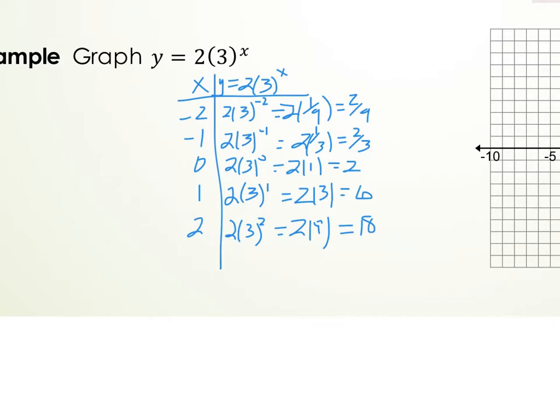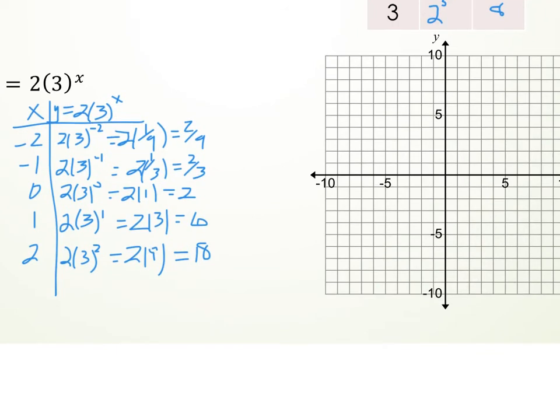Now we are ready to go over and graph. So 2 divided by 9 is approximately 0.2 repeating. So when we graph it, it will be very close to the x-axis. 2/3 is approximately 0.6 repeating. Okay. Let's see. 0, 2. And let's see, 1, 6. And I'm not going to waste my time and effort to graph 2, 18.